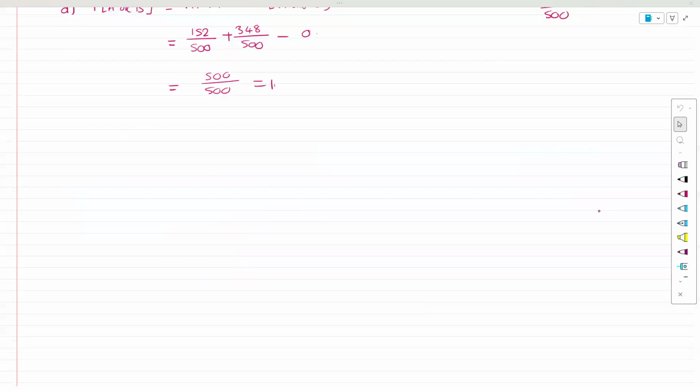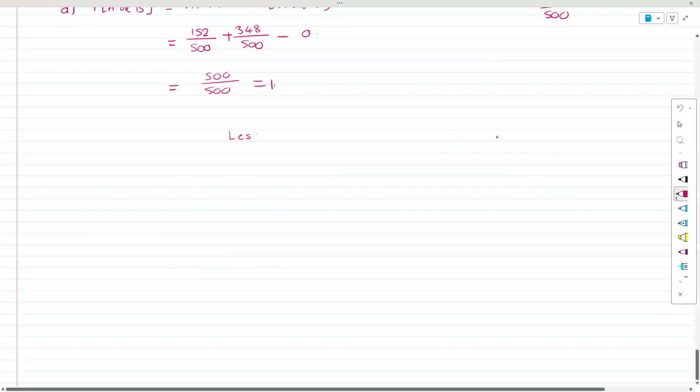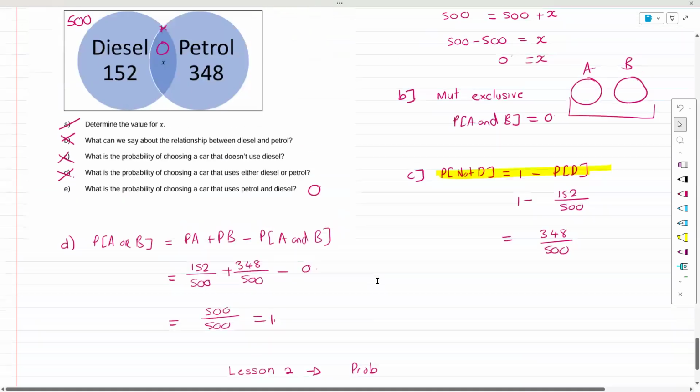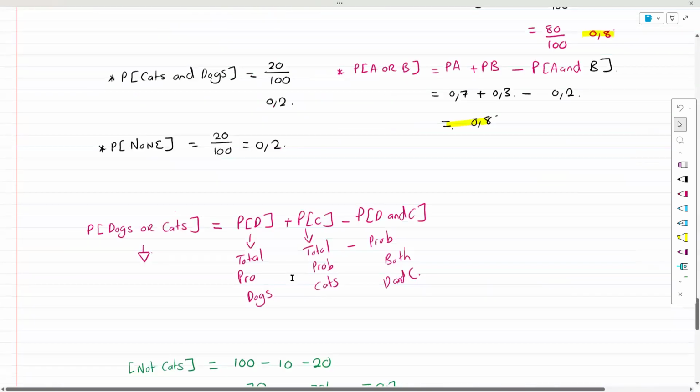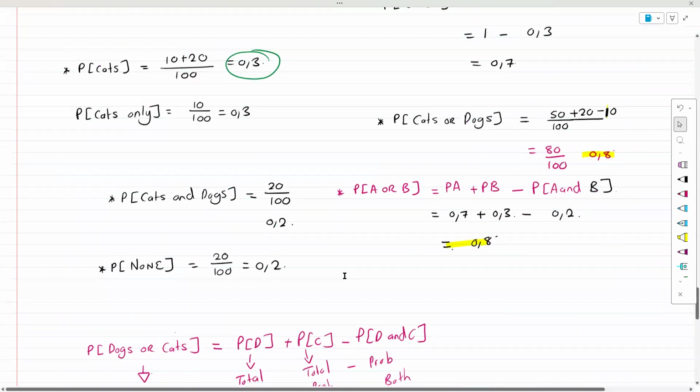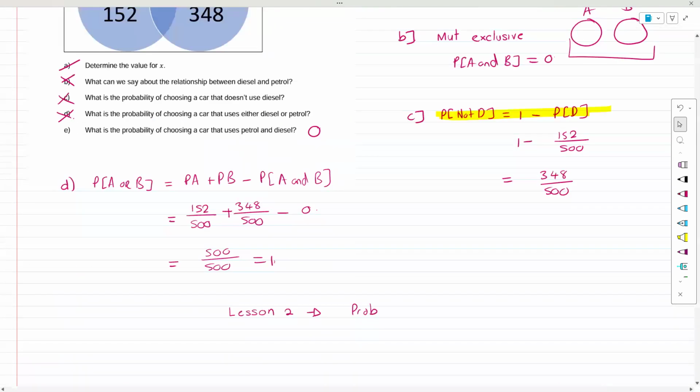Okay, guys, this will be lesson 2 for probability. Not too difficult, but lesson 2 for probability we should continue with Venn diagrams in general. The last one was about diesel and petrol, if I'm not mistaken. Let me double check. Okay, cool. Diesel and petrol. Now, the next question would be, we'll try and do 3 Venn diagrams, and then we'll move on to probability identities. And then we should be done.